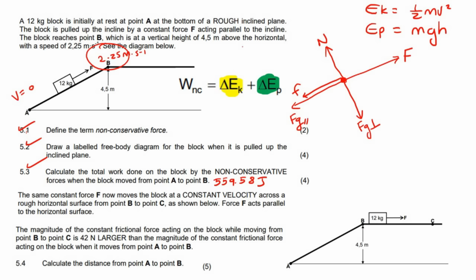Now we're moving on to a different part of the question. The same constant force now moves the block at a constant velocity across a rough horizontal surface from B to C, as shown. The force acts parallel. The magnitude of the friction force acting on the block while moving from point B to C is 42 newtons larger than the magnitude of the friction force acting on the block when it moves from point A to point B. Calculate the distance from A to B.